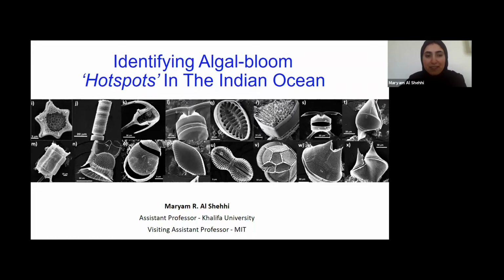So as you can see here in the images, they are actually SEM images of some microscopic algal species that exist in the waters in the Arabian Gulf. They are very beautiful, as you see them in the image over here. But if they overgrow, they are quite harmful. So that's why we are trying to study the effect of them in the Arabian Gulf.